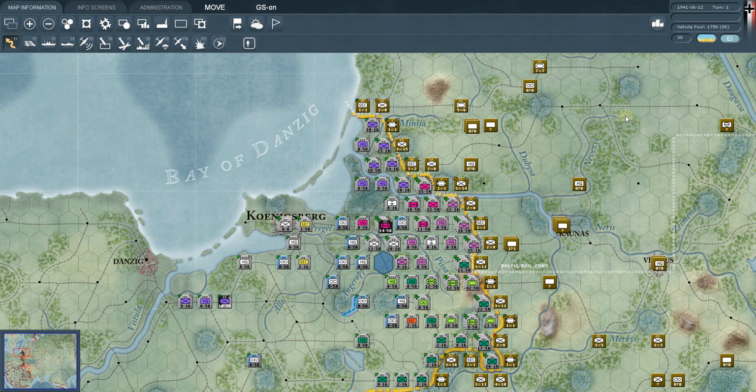Now, today we're going to continue on with our basic tutorial for Gary Grigsby's War in the East. This is episode number 4, and in this episode, we're going to cover quite a few things. I'm going to circle back on some things, but this episode is really going to focus on unit statistics, the back of the baseball card, as I call it.